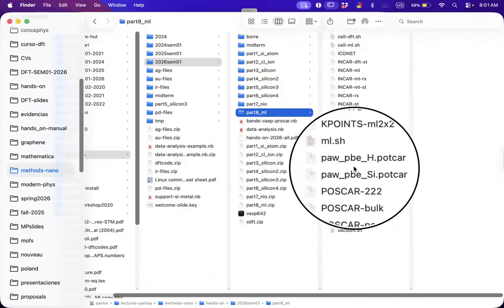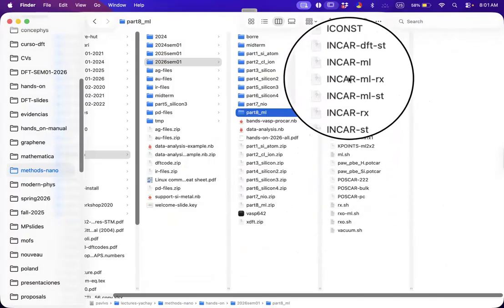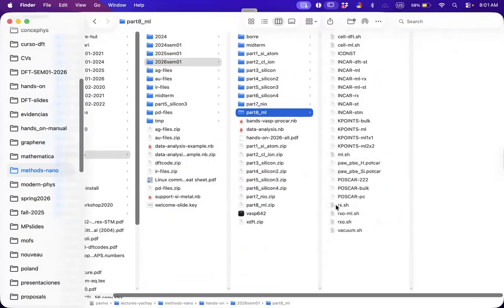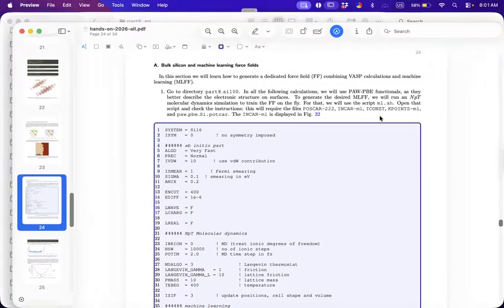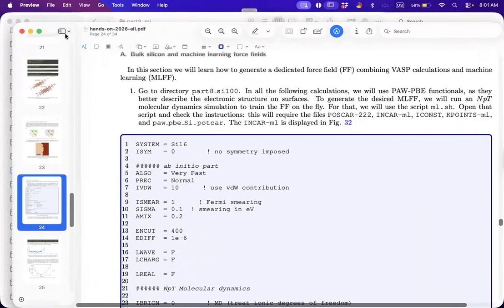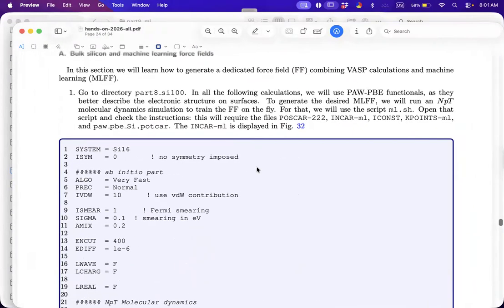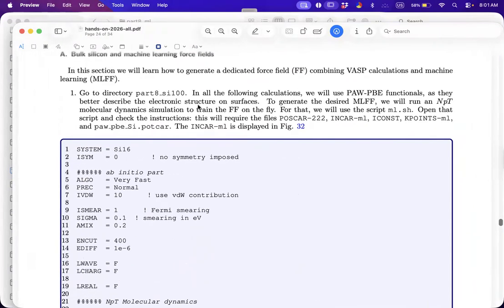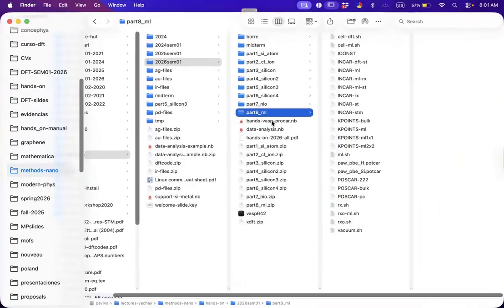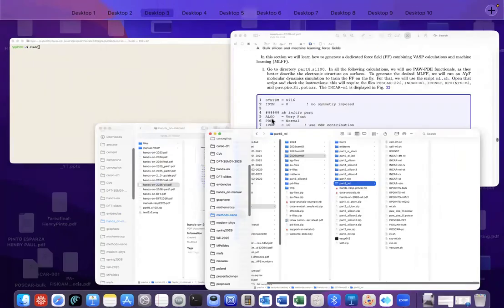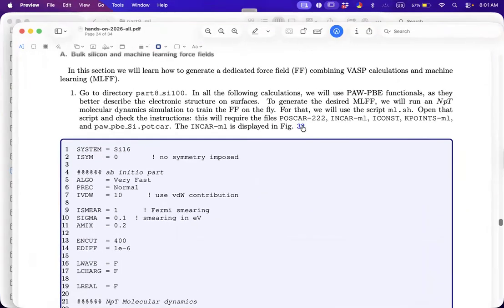Right? Now here we have to follow slowly, right? So do not panic. It's not a big deal. So we're going to do in order, right? Okay, so everyone please come here. Because we're going to follow what is saying in the manual, right? So the manual says go to the directory part 8 silicon 110. So here is part 8. So in this case, it's part 8. I just upgraded this to ML.